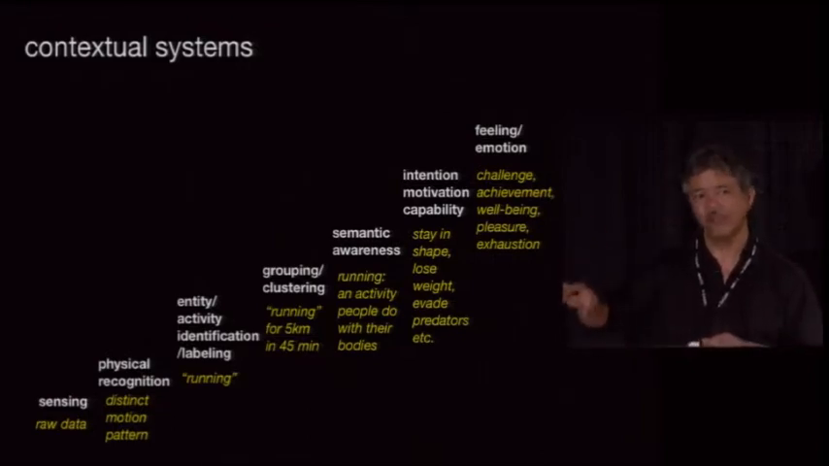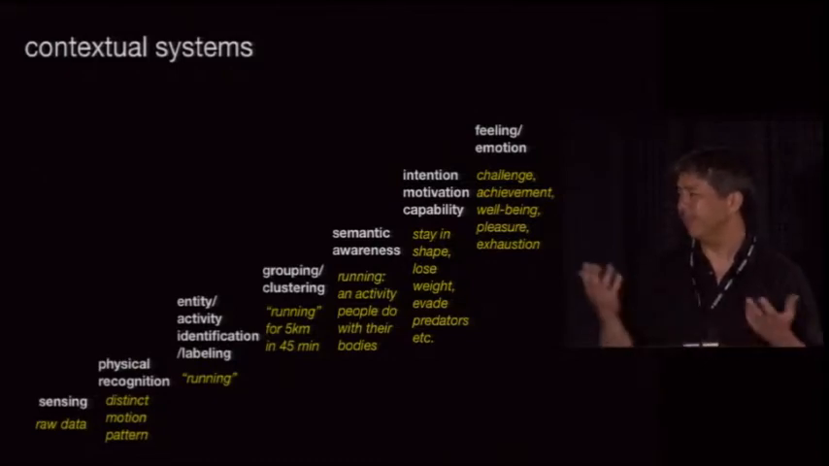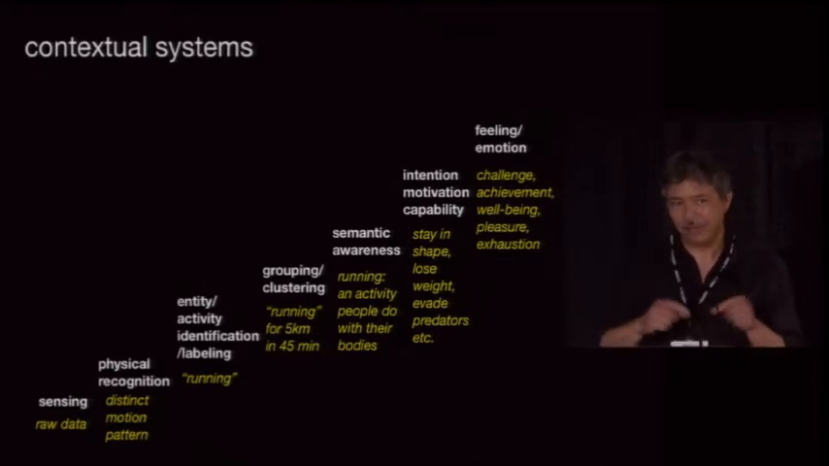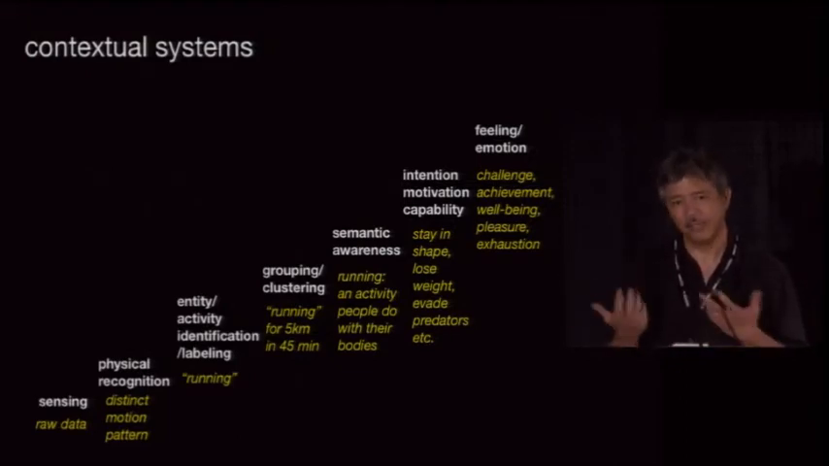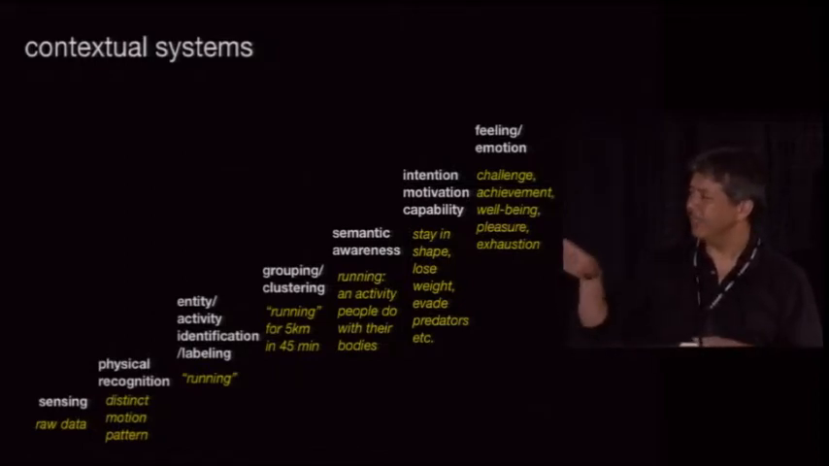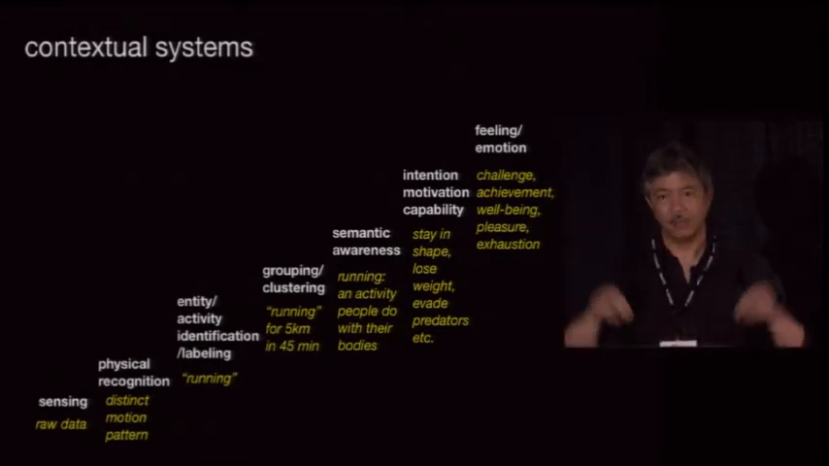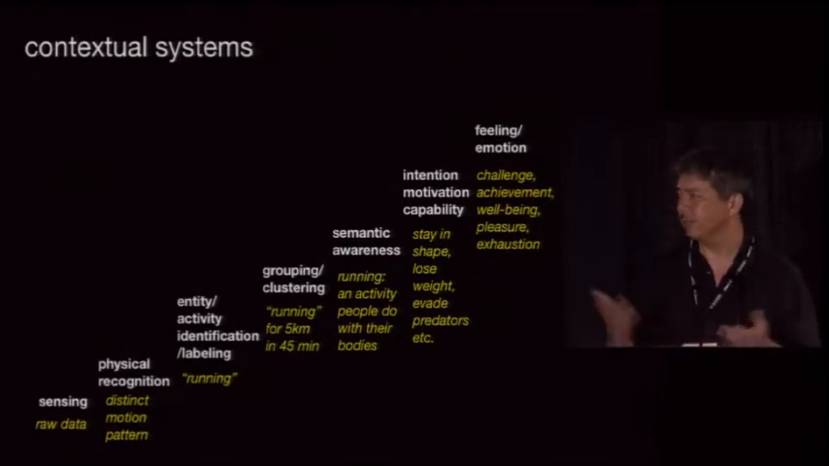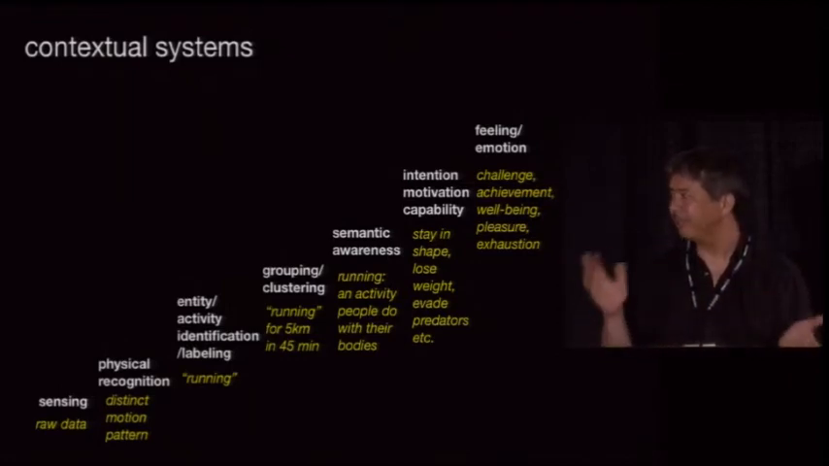At the lowest level, you've got sensors that are generating raw data. And then from there, you do physical recognition. So let's say we're talking about detecting a person running. Well, the raw data is just the signals coming off the accelerometers. Physical recognition is detecting a pattern that's a signature of a person running. Entity or activity identification is translating that pattern to a label called running, that a computer then says, okay, I've got a text string called running. It doesn't know what running means, but it knows it's there. Then grouping and clustering these things, so you can say, well, I'm running over a period of time and space.